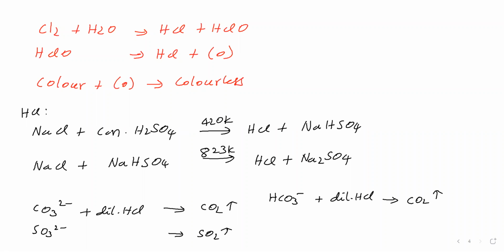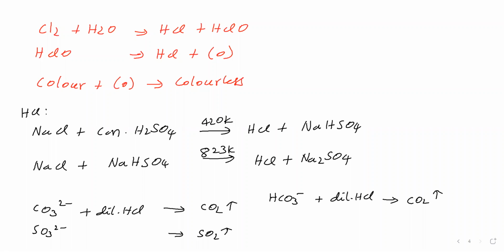Then this dilute HCl we use in salt analysis for cationic analysis, for the group separation of cations. We can use a dilute HCl test. First group cations will precipitate with the dilute HCl. Which are first group cations? Pb2+, mercurous ion Hg2 2+, then Ag+. The first group cations will be precipitated.